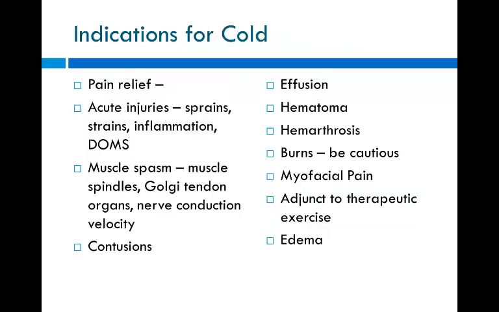Indications for cold. Pain relief is number 1. Then we go to acute injuries, which are sprains, strains, any inflammation, and delayed onset muscle soreness, muscle spasm, muscle spindles, Golgi tendon organs, and nerve conduction velocity are decreased. Contusions, effusion, hematoma, hemarthrosis, burns, you just have to be careful, myofascial pain, and then as an adjunct to therapeutic exercise, and edema.